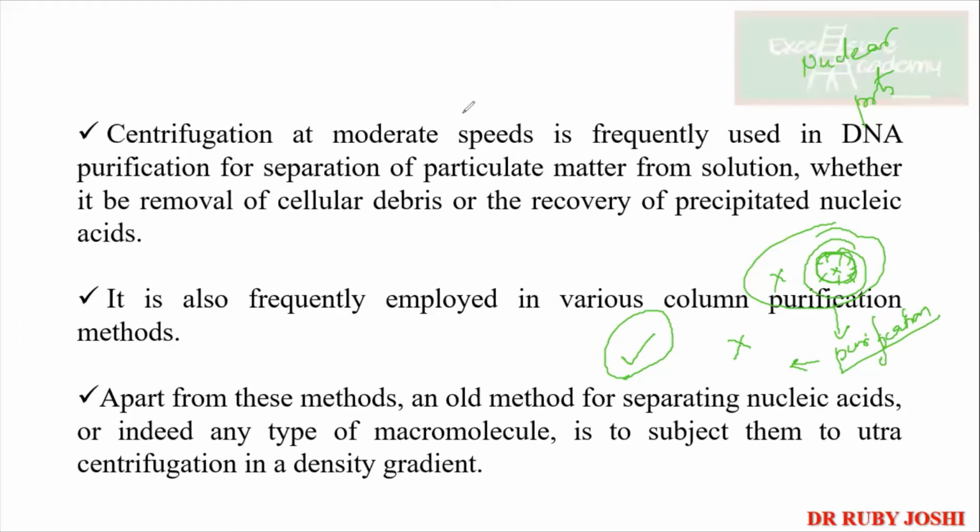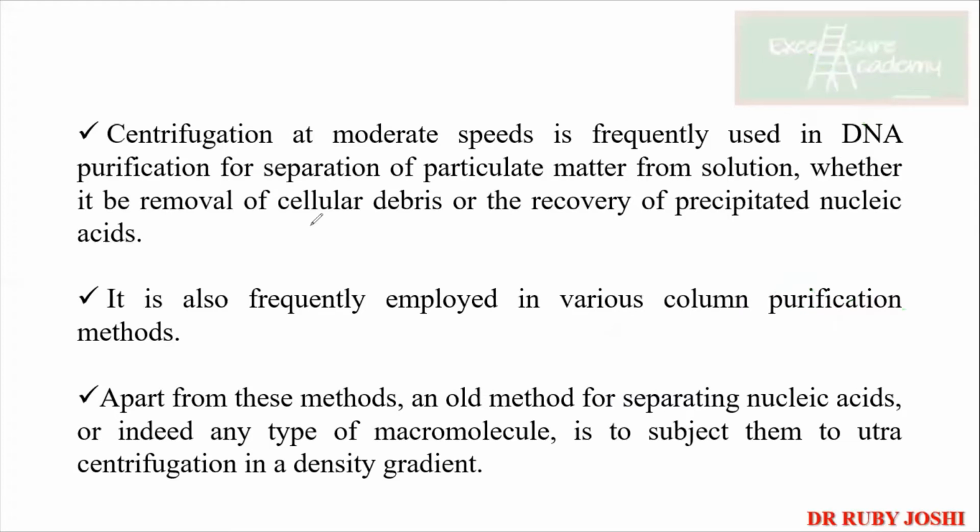Yes, ma'am. Okay. So let's continue with what is the gradient centrifugation and when and how to use. So centrifugation at moderate speed is frequently used in DNA purification and separation, whether it be removal of debris or recovery of the precipitated nucleic acid. So just as we have seen in the previous lecture. It is also frequently employed in various column purification. So what is column purification?